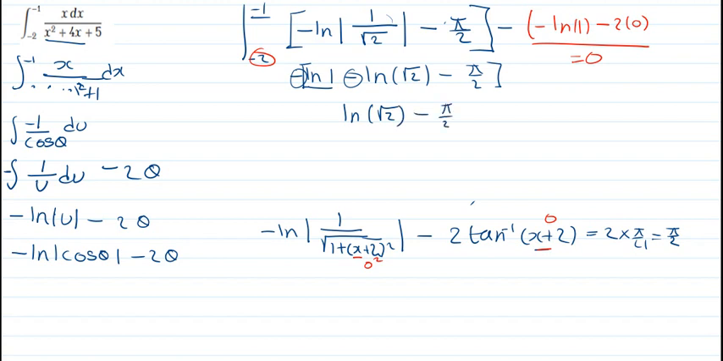This one you can further simplify as natural log of 2 to the power 1 over 2 minus pi over 2, where you can drop the power. You are going to have 1 over 2 natural log of 2 minus pi over 2 as our final answer.